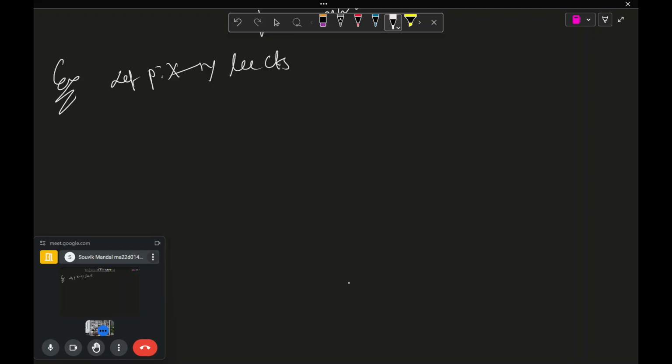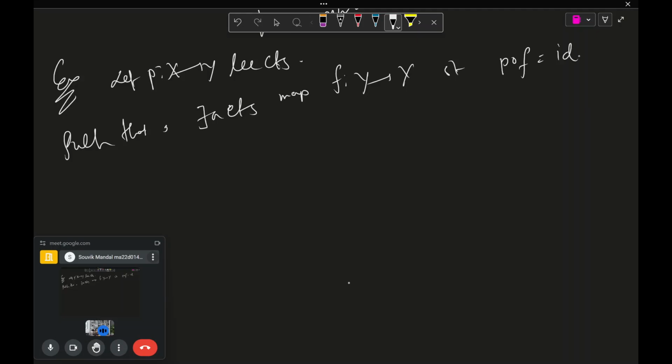Let p: X to Y be continuous. Suppose there exists a continuous map f in the reverse direction, Y to X, such that p composed with f is equal to the identity of Y. Then p is a quotient map.